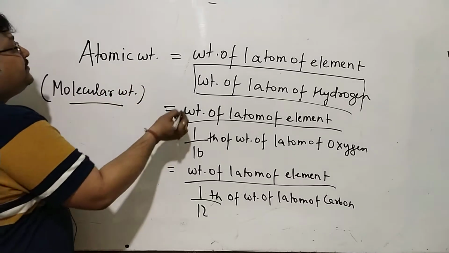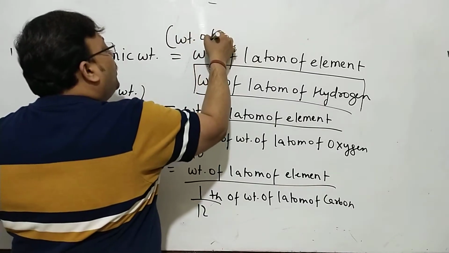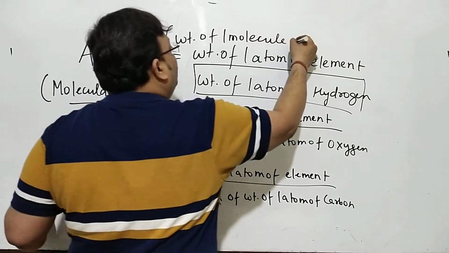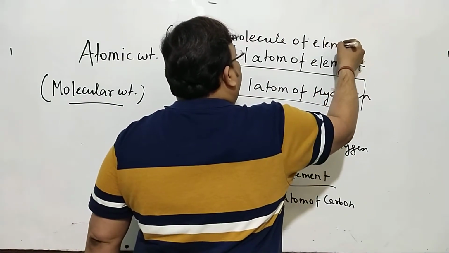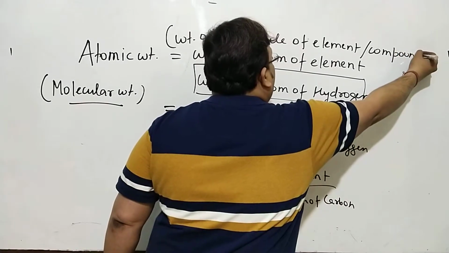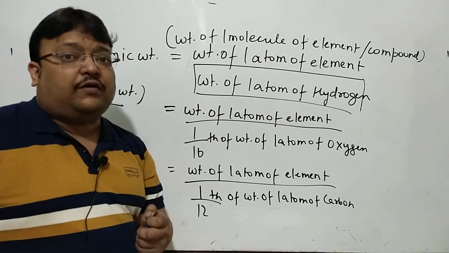The only difference is, instead of weight of 1 atom of element, you will want to write weight of 1 molecule of the element or compound. So this ratio tells you the molecular weight.